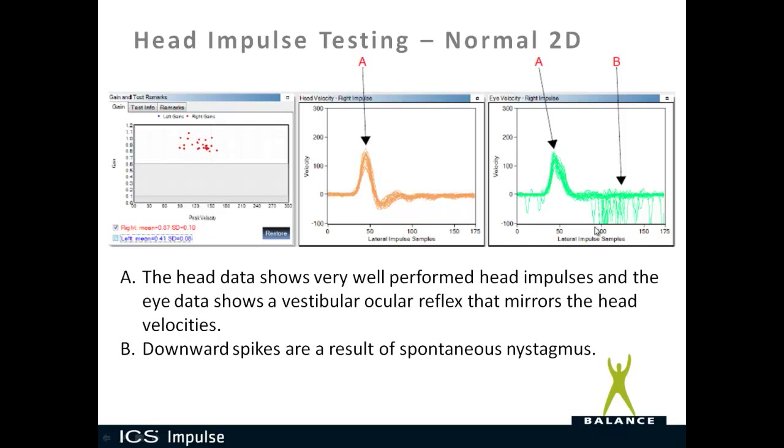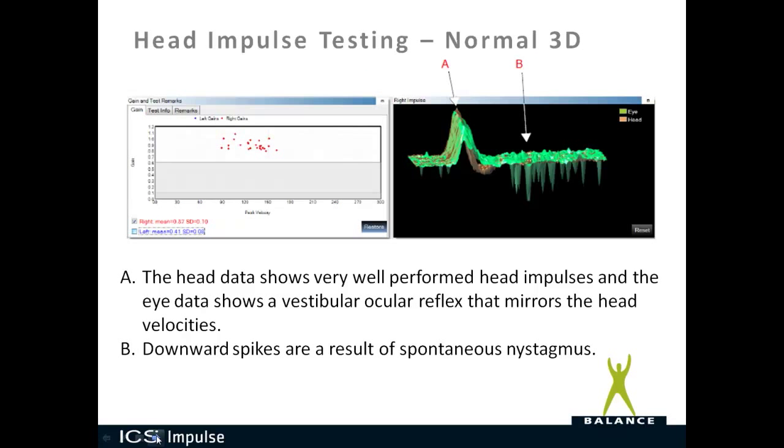If you look over here at B, you have these downward spikes. Those are actually from spontaneous nystagmus, and we'll talk more about spontaneous nystagmus a little later. So again, the gains are within the normal range, the white range here, and then you see the head movement and the eye movement. Here's a 3D image of that same patient. Gain graph still looks the same. And then you have the head in the salmon color and the eye in the green color, and you can see the spikes down below of the spontaneous nystagmus.